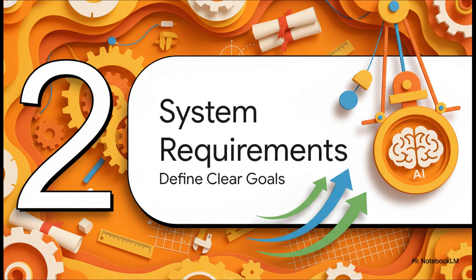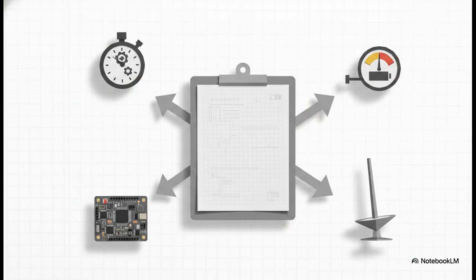Moving right along to step 2, defining clear system requirements. Before we just start firing off prompts, we really have to slow down. We need quantifiable goals. These are our very first inspectable artifacts. They give us the exact baseline we need to verify the AI's work at the end of the project.